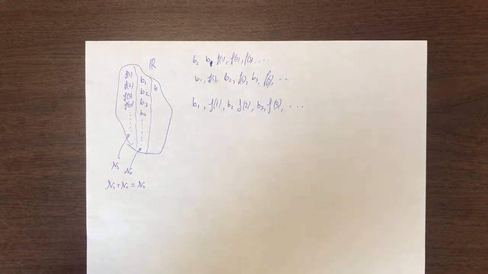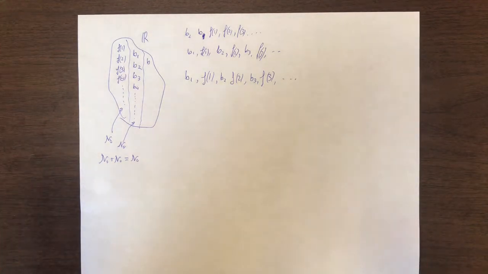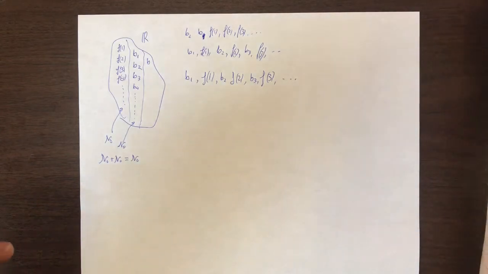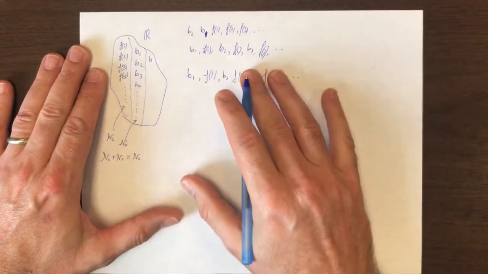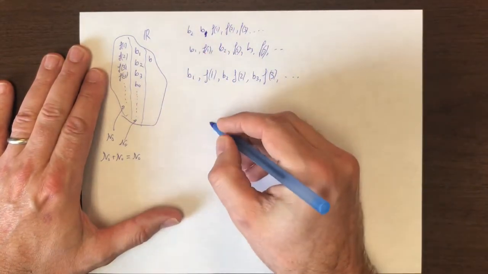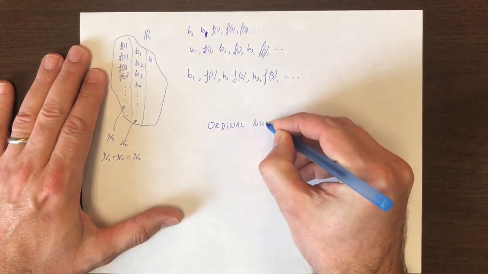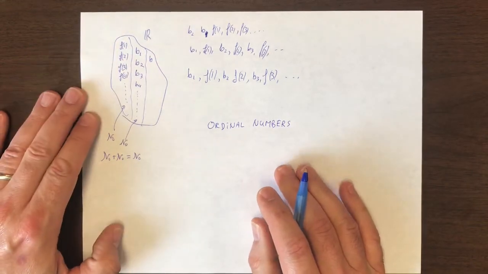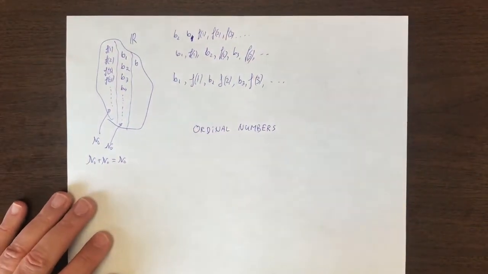For that we use ordinal numbers. So let me get a fresh page and describe. Okay, so ordinal numbers. What are ordinal numbers? Now remember, cardinal numbers are just about how many elements a set has.